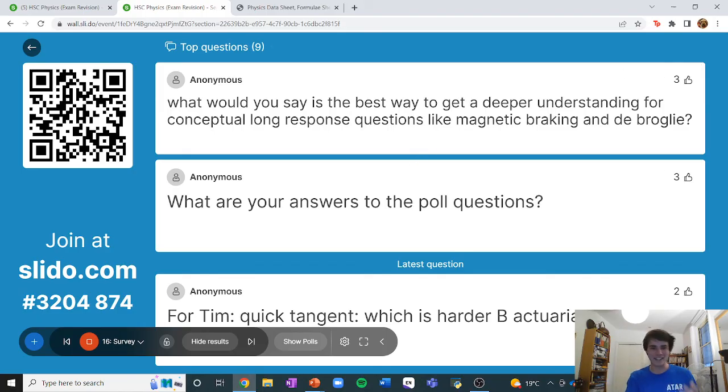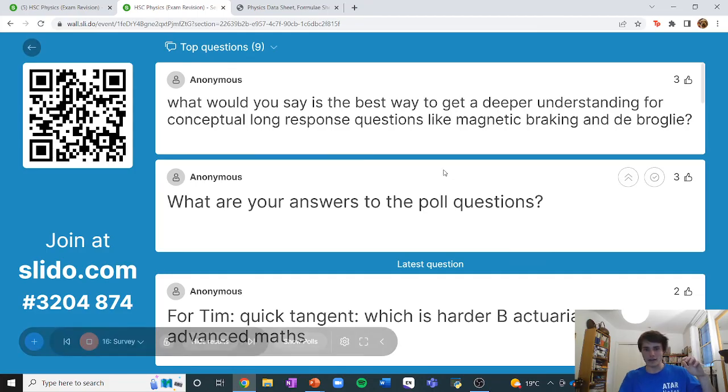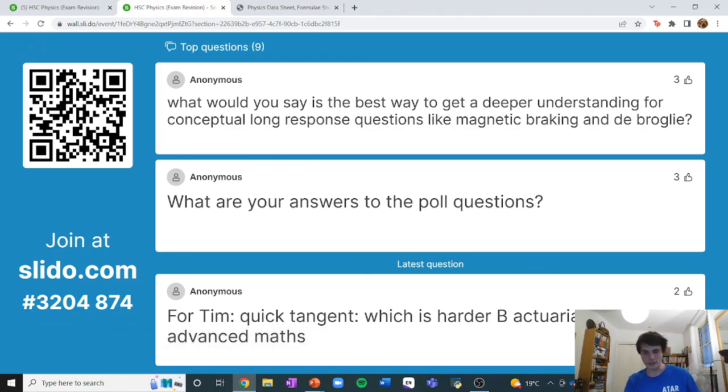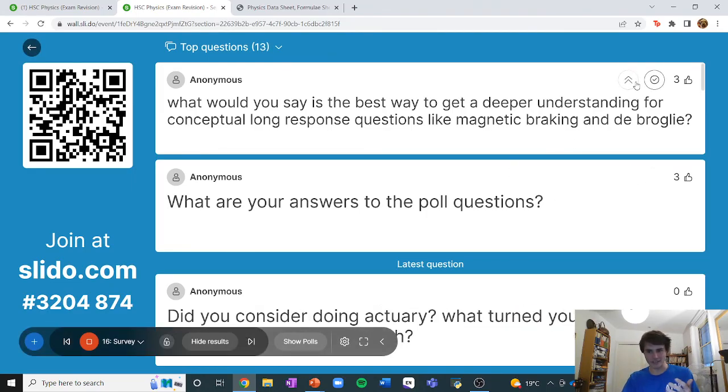What would you say is the best way to get a deeper understanding for conceptual long response questions like magnetic braking and De Broglie? I suppose there's two ways. My advice would be to play around a bit with the mathematics. For example, for magnetic braking, play around with the numbers and see what happens there. And for De Broglie, get a deep understanding of what the mathematics of standing waves looks like. Beyond that, a lot of it is making sure that you have a deep understanding of the ideas behind it, and then using those same techniques of breaking the question down, etc.